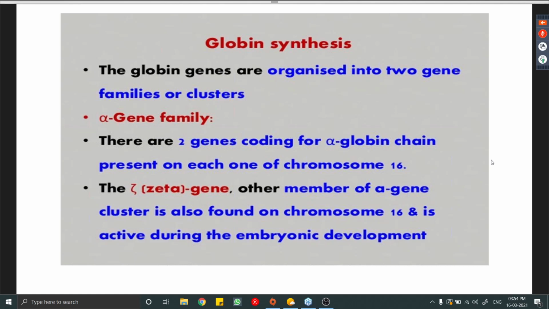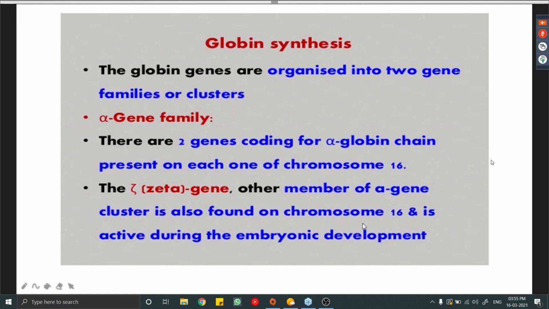Why am I discussing this globin synthesis? Because this is important when you read about the thalassemias, because there are alpha thalassemia and beta thalassemia. Beta again has minor and major thalassemias, whereas alpha has 4 categories. So that's why we are discussing these gene families, alpha and beta. The alpha gene family is two genes for alpha globin on each arm of chromosome 16.